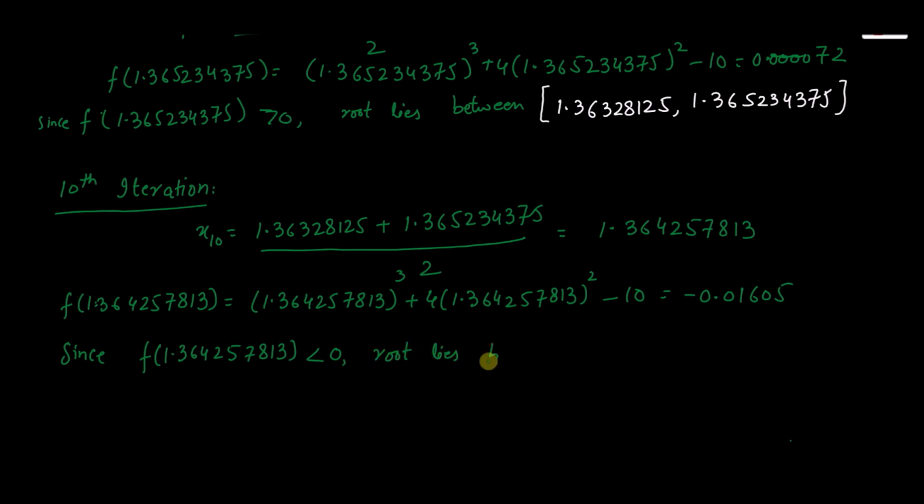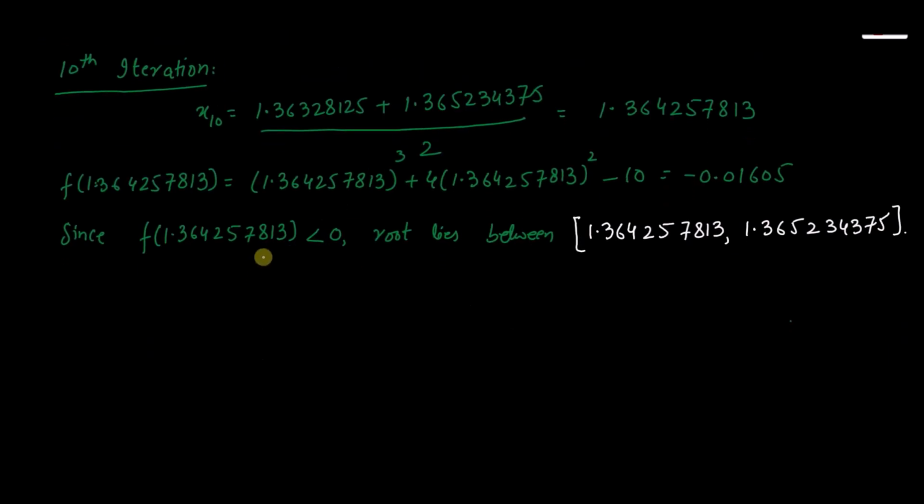So the root lies between. We need to update our result on the negative side of the interval: 1.364257813, and the positive side remains the same, 1.365234375. Now we go for the 11th iteration, because we still haven't achieved the accuracy to 2 decimal places. So we need to go for more iterations. So, 11th iteration.